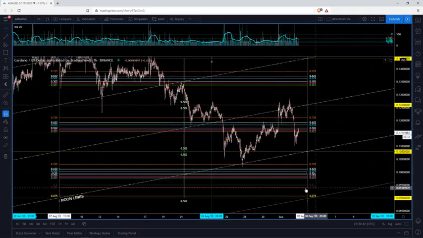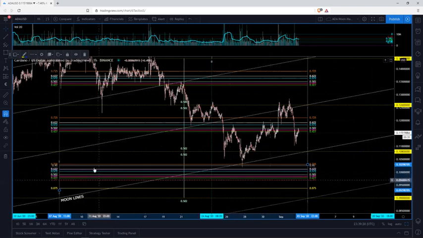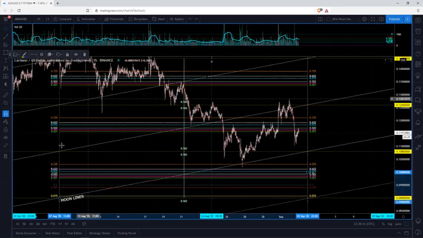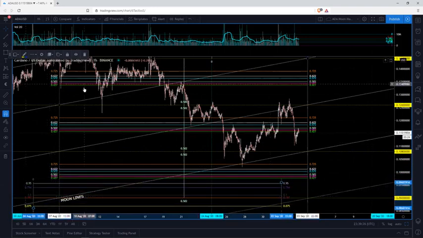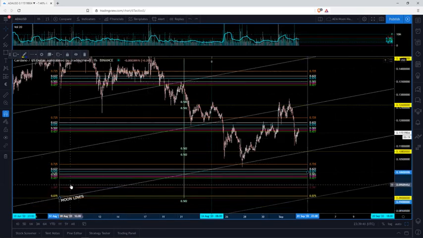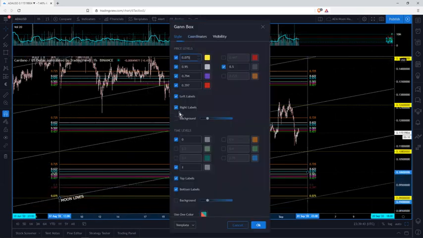So I want this other box. What is this here? 0.5. Let's get rid of that. Oh no. Okay, well, I guess I have 0.5 set in this box too. We don't need that.